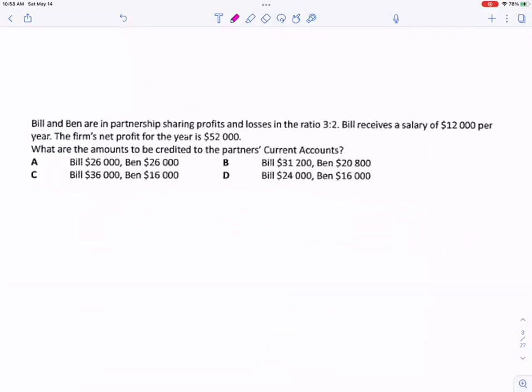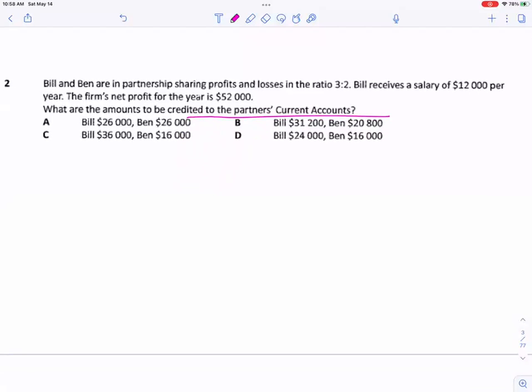Try it. Partner's capital account is the same as partner's current account. The only difference is that in the current account we don't write the capital account balance. Try it. They want the amount that is to be credited to the partner's current account. So in your books, simultaneously make the partner's current account.